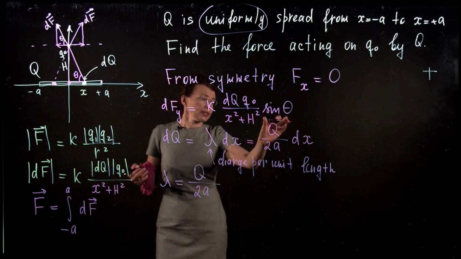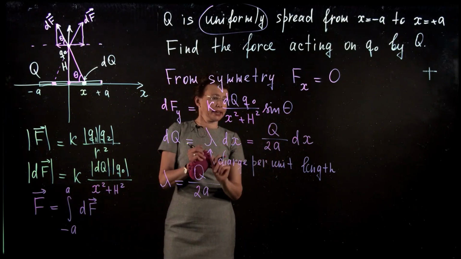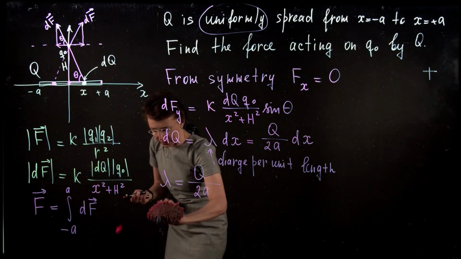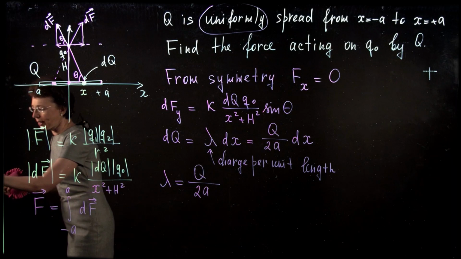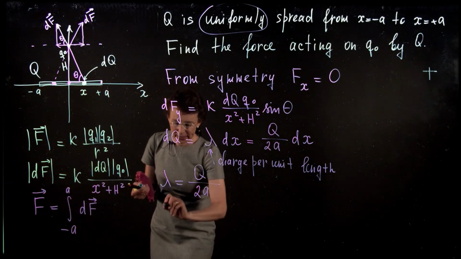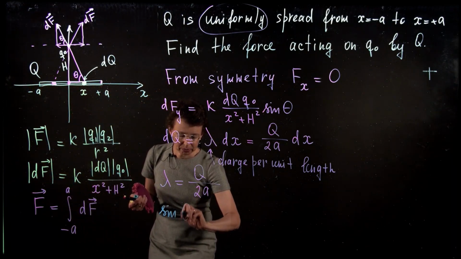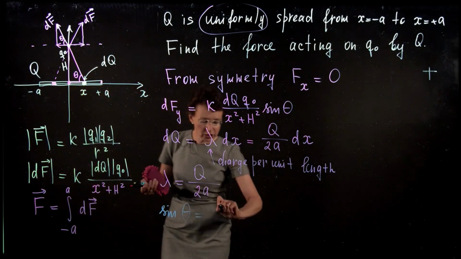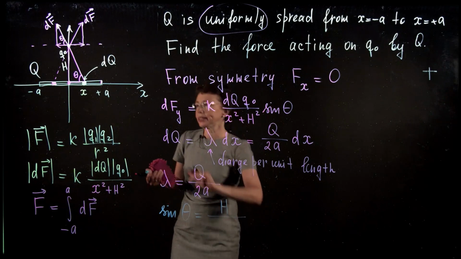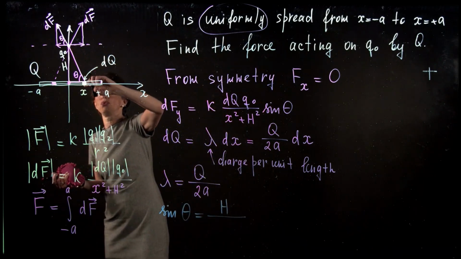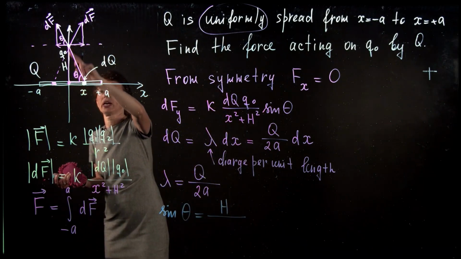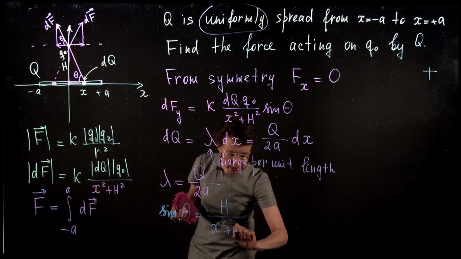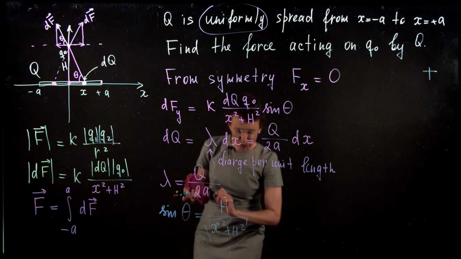Let's find out what is sine theta, and then we will bring everything here. So what is sine theta? I will use a different color for sine theta. Let's use blue. Sine theta is the opposite leg, which is h, divided by the hypotenuse, which is the square root of x squared plus h squared.